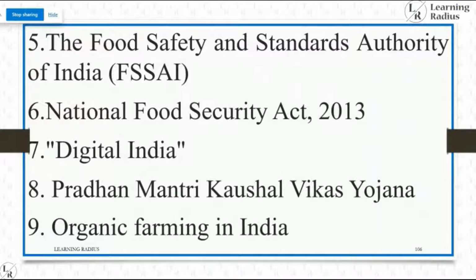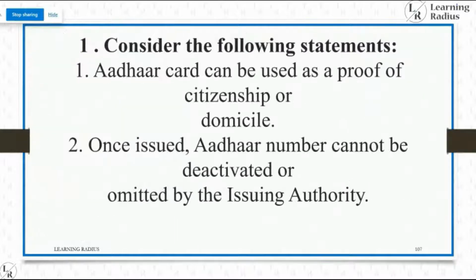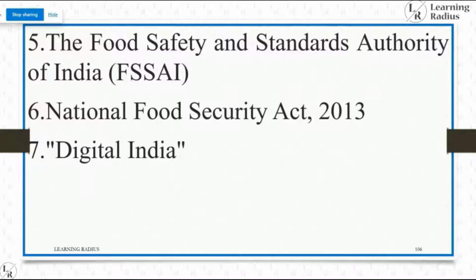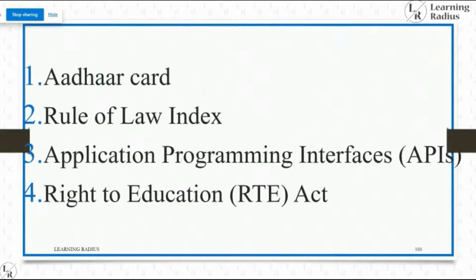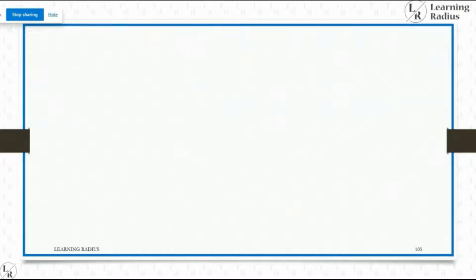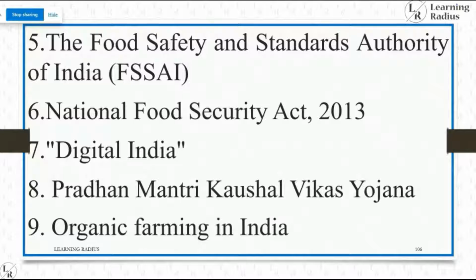Very quick, we can look once again. Organic farming in India, Pradhan Mantri Kaushal Vikas Yojana, Digital India, National Food Security Act 2013, Food Safety and Standard Authority of India FSSAI, Right to Education Act, Application Programming Interface APIs, Rule of Law Index, and Aadhaar card. So UPSC framed questions from these 9 topics. Let's have a look how UPSC framed all these questions. Let's look to the first question.